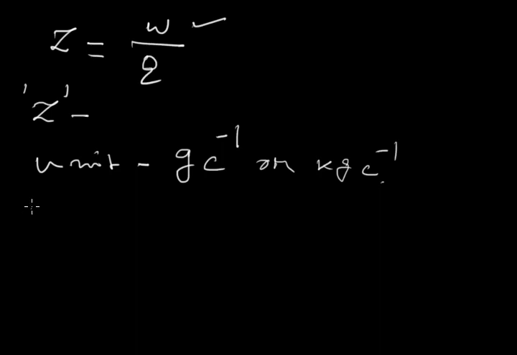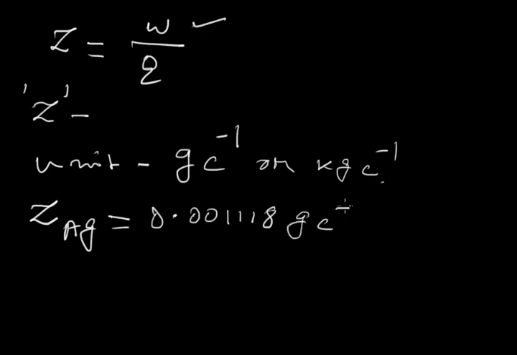Now, the electrochemical equivalent weight of silver is equal to 0.00118 gram coulomb inverse. What does it mean? It means when 1 coulomb of electricity is passed through silver ion solution, then 0.00118 gram of silver is deposited at the electrode. This is all about Faraday's first law of electrolysis.